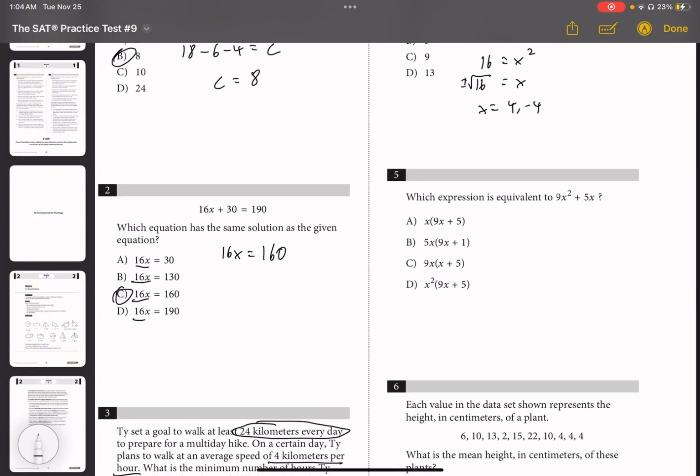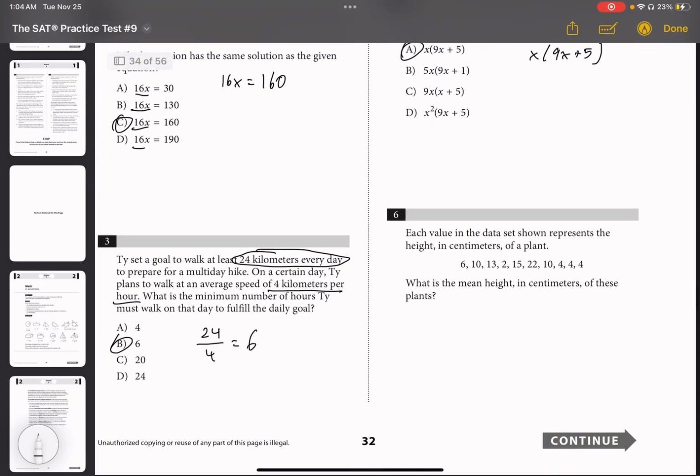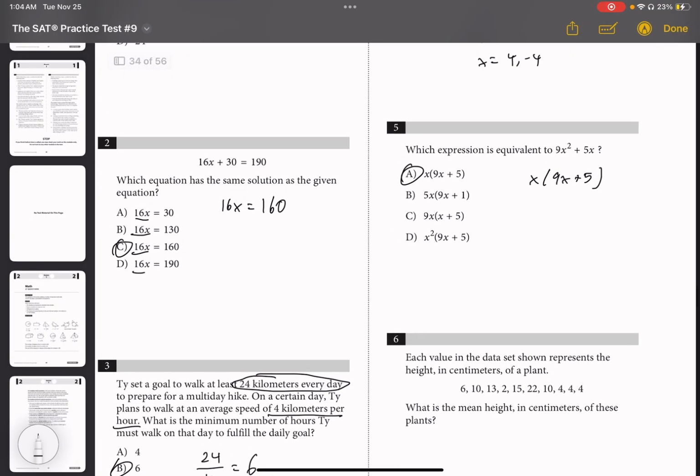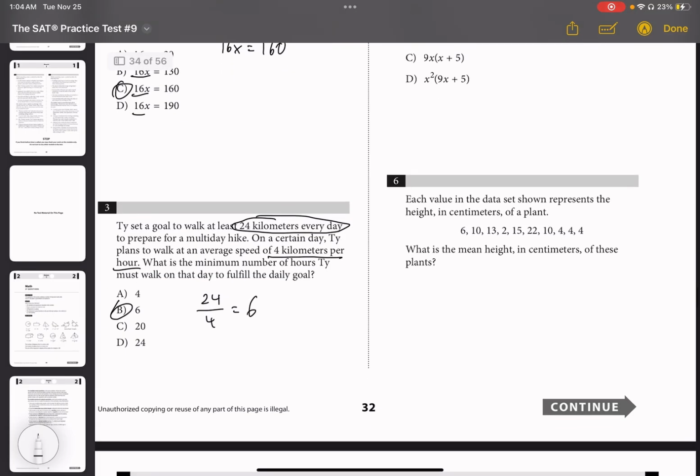Question 5. Which expression is equivalent to 9x squared plus 5x? 9x squared plus 5x, if we factor out an x, we get x times 9x plus 5. Looking at our answer choices, this is going to be answer choice A. Another way to go about that problem, by the way, is distributing each one and seeing which one equates to this, but that obviously takes up a lot more time.